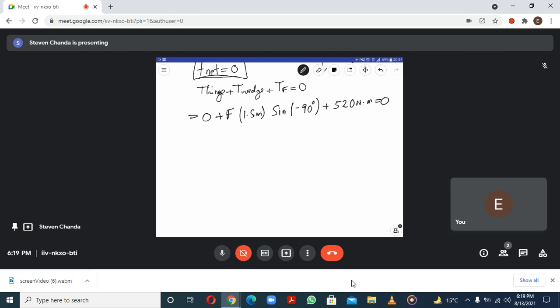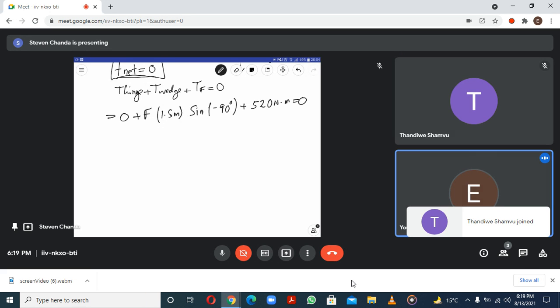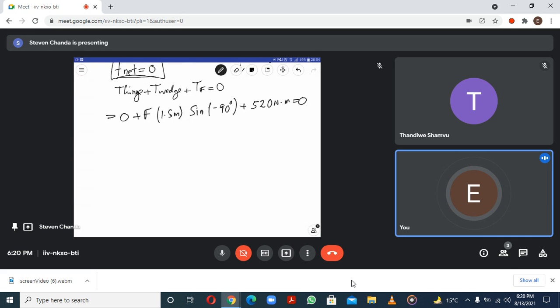Then from here, it's really just about arithmetic. So what you're going to do is say sine of negative 90, you know that's negative 1. So negative 1 times 1.5 is negative 1.5. Oh sorry, that's meters. We don't have Newton, it's meter.